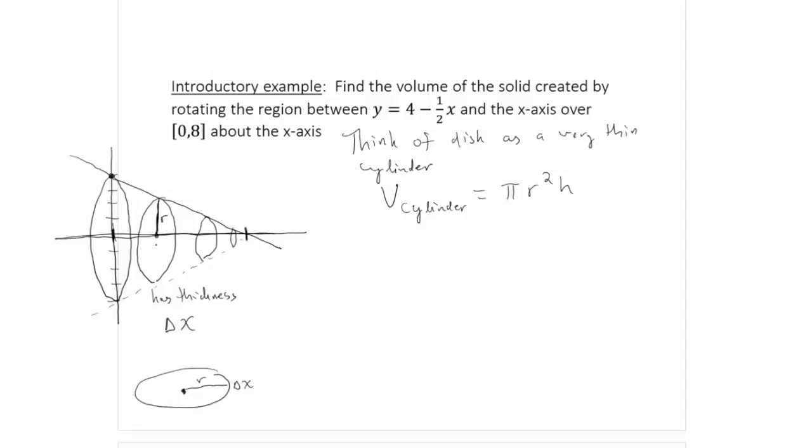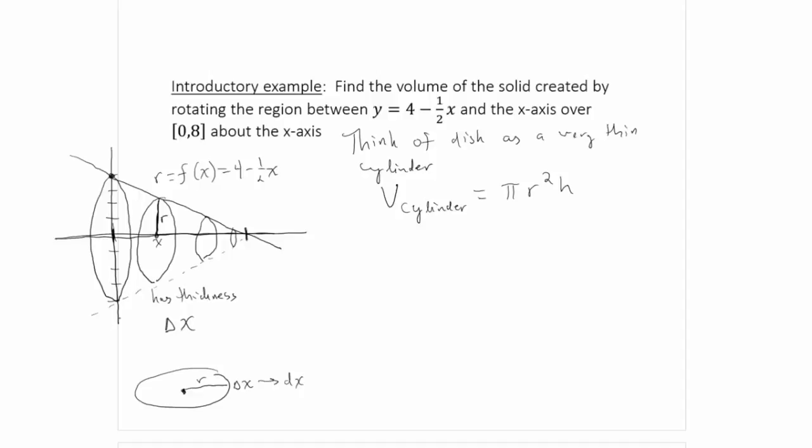And so if this is some x value right here, then the radius, r, would be the function's value at that x, which in this case is 4 minus 1/2 x. And that's the function that we used to graph it. And so what I'm going to do now is add up a bunch of these really thin cylinders. And remember, if we add up a bunch of really small things, we get an integral. And instead of a delta x, we think dx when we get to the integral.